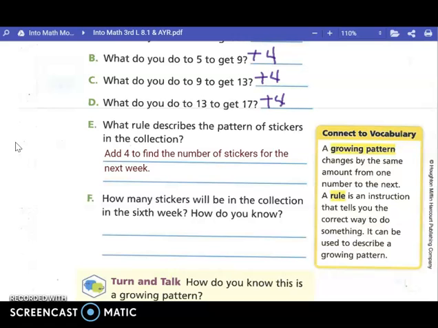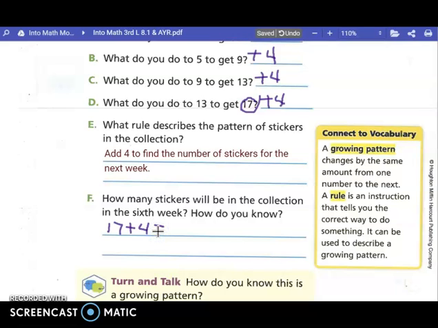Okay, so add 4 to find the number of stickers for the next week. So how many stickers will be in the collection for the 6th week? What did we end with on the 5th week? 17. So what are we going to do? That's 4. We're going to say 17 plus 4, right? That will equal our 6th week.